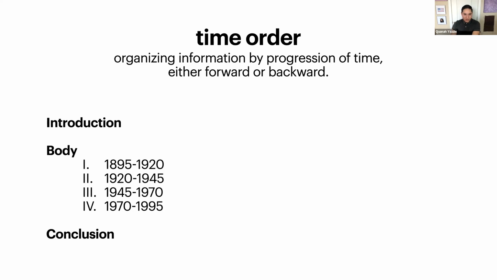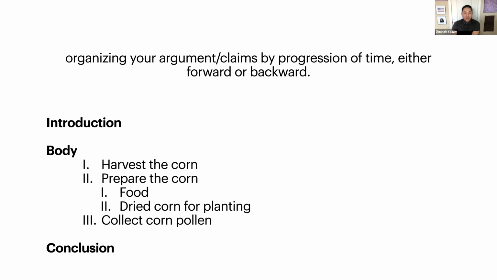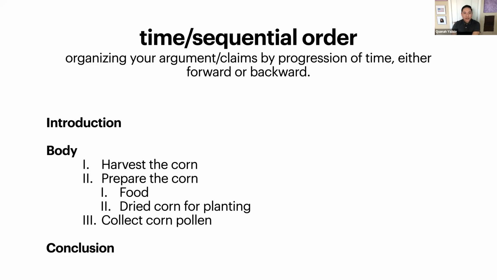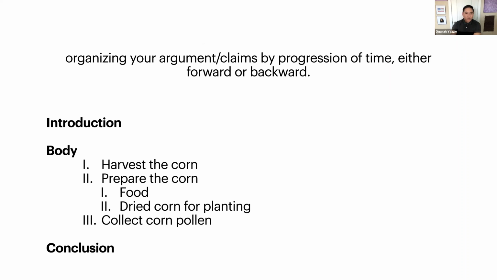So you can use time literally, just as you see here, or you can do things like sequential stuff, like a process, basically. Process essays would work well with using time order within the essay itself. So you have here a sequential or time order. You have an example here saying, if you were to plant corn, what would you do with it? You would harvest it, prepare the corn, some as food, some you keep as dried corn for planting, and so forth. And you collect the corn pollen.